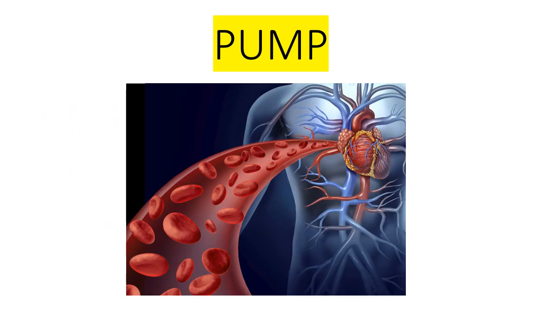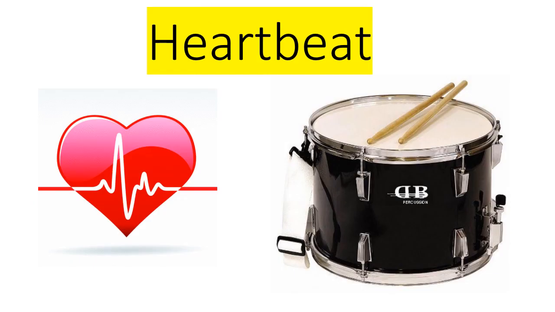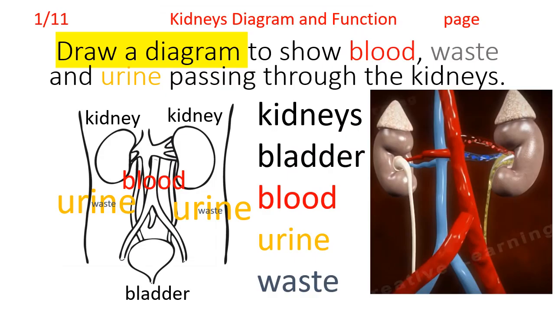So pump is what the heart does as it releases blood throughout the body. Circulate is what the blood does as it goes around the body and around and around and around. Heartbeat we already talked about. Here is a diagram of the kidneys. We learned about kidneys and the parts.